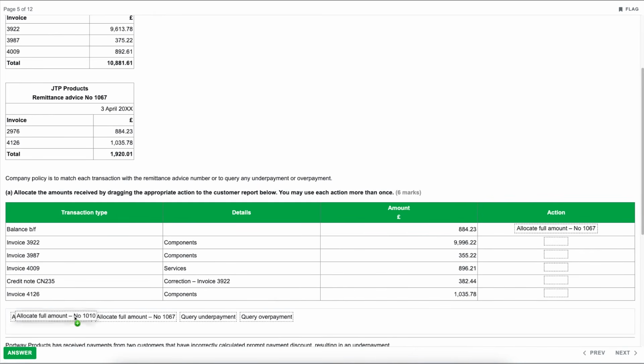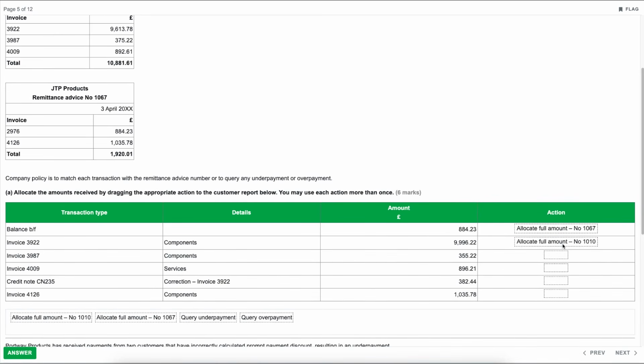So if we do allocate full amount, it also means we can allocate the full amount for the credit note as well, because it's both of them together, i.e. the invoice less the credit note comes back to the amount that's been paid on that particular remittance advice.